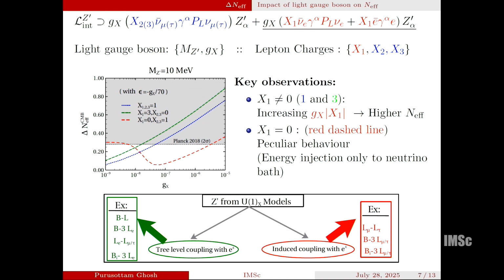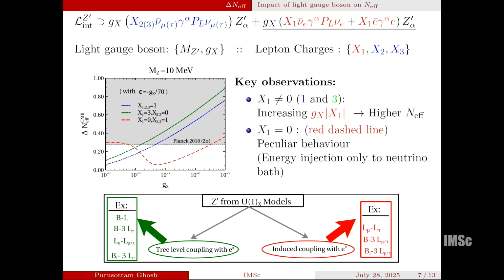So this is the variation of N effective as a function of the coupling. With the increase of the gauge coupling, the N effective value increases. That is because your interaction rate increases. And this higher region is disfavored from the Planck data. So this plot shows that the higher couplings are basically disfavored from the Planck observation.